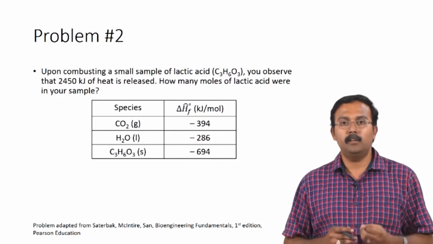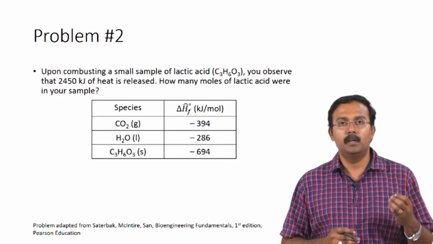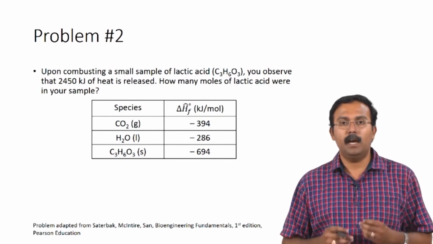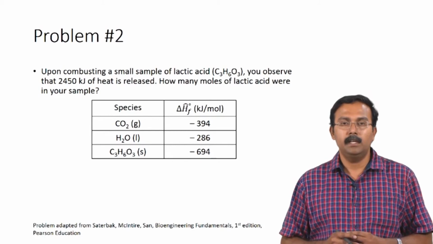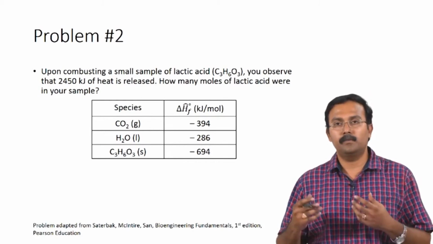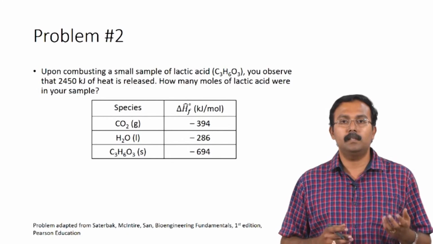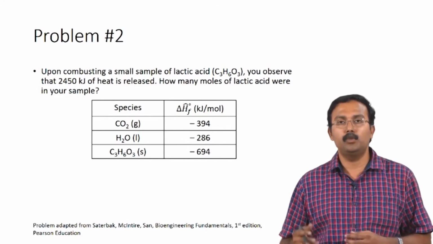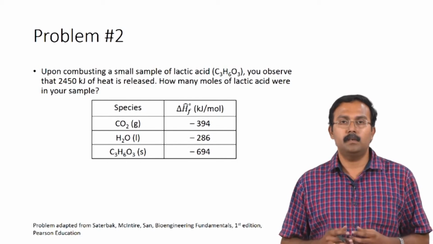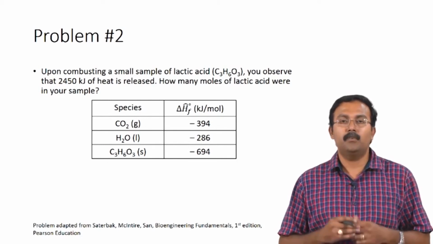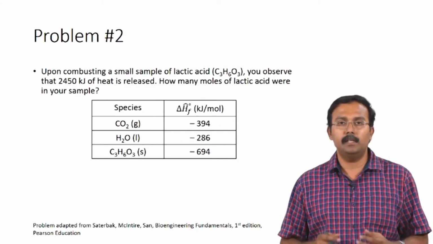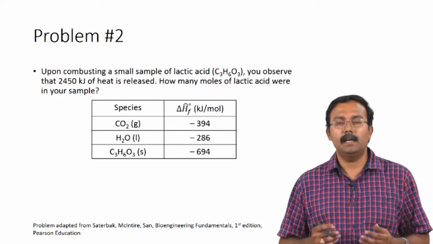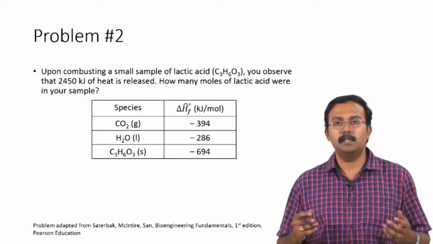So, you have been given the heats of formation again. Heat of formation for carbon dioxide and water has been given, and the heat of formation for lactic acid has also been provided to you. Now, we need to identify what would be the number of moles of lactic acid combusted, so that a heat of 2450 kilojoules is released. For this, we need to know the heat of combustion for lactic acid. How would we calculate the heat of combustion? For this, we first need to write down the combustion reaction and identify what are the components which are present in the combustion reaction.